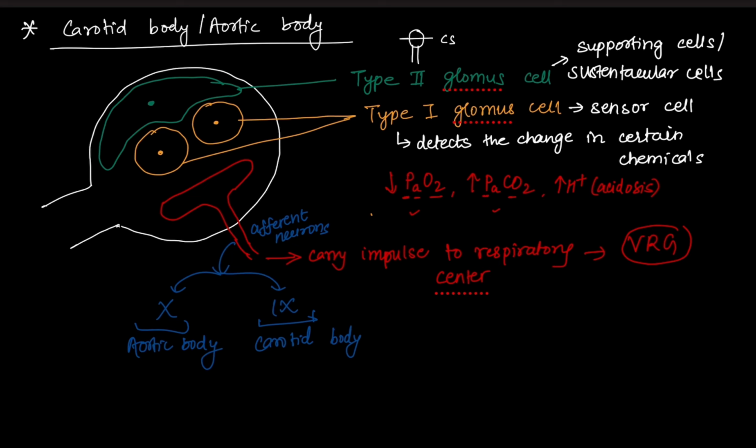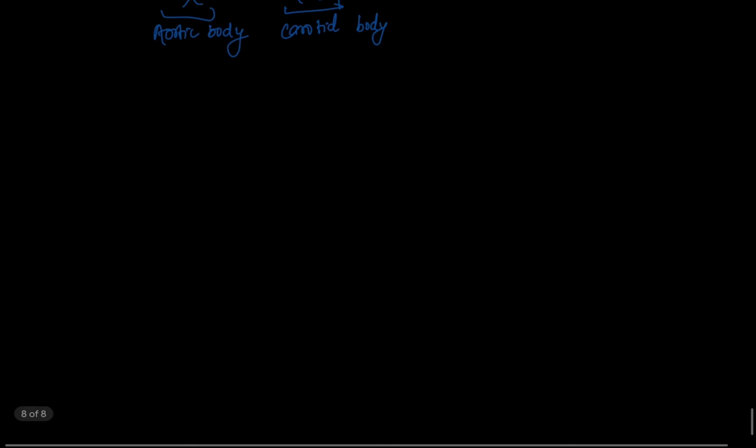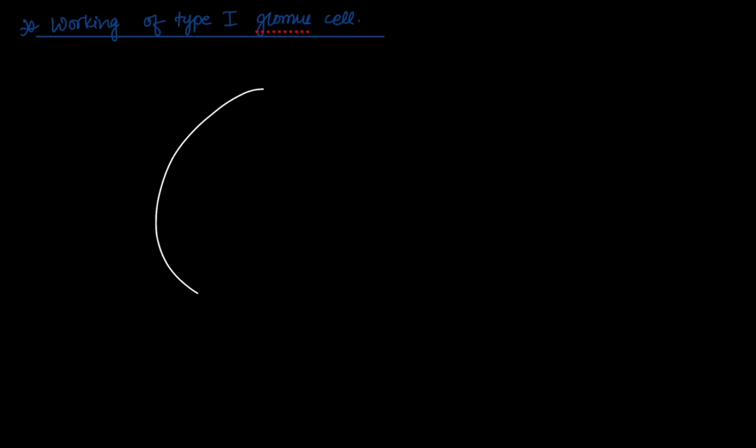Now we are going to discuss how this type 1 glomus cell is going to get activated. We said that the type 1 glomus cell will detect the change in the chemicals. Now how does it detect the change in chemicals, and how is this type 1 glomus cell going to send the signal to the afferent neuron? So we are going to talk about the basic function, how the type 1 glomus cell works. Now let me draw a basic drawing of the type 1 glomus cell.